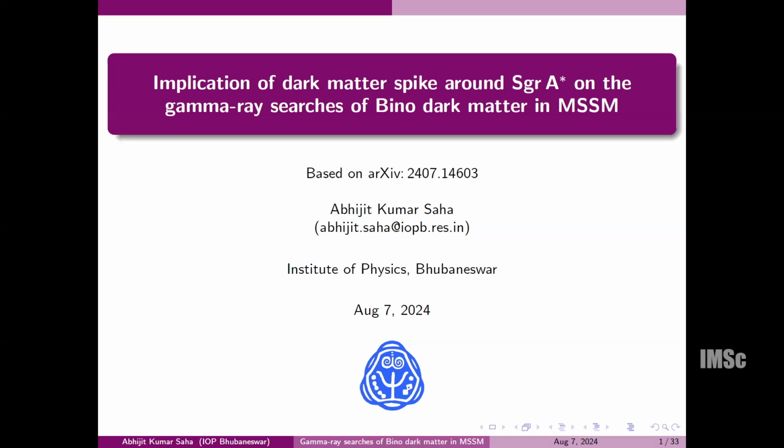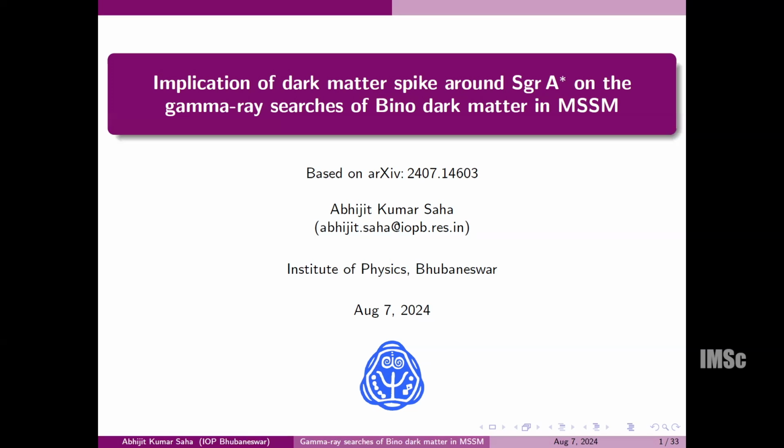So let me start. The title of my talk is Implication of Dark Matter Spike around Sagittarius A on the gamma ray searches of Bino dark matter. This involves a few things. First, assuming dark matter is of particle nature. Secondly, I have considered an SMBH known as Sagittarius A. Thirdly, I emphasize gamma ray searches or gamma ray detection prospects of dark matter in the MSSM, the minimal supersymmetric standard model. This is a supersymmetric theory which is an extension of the standard model. I'll come to them one by one.